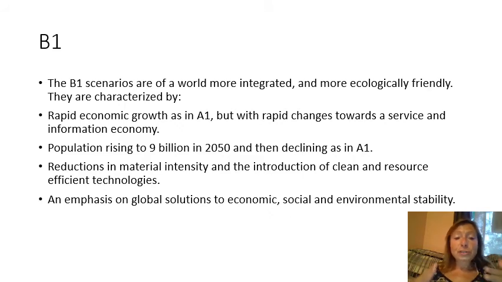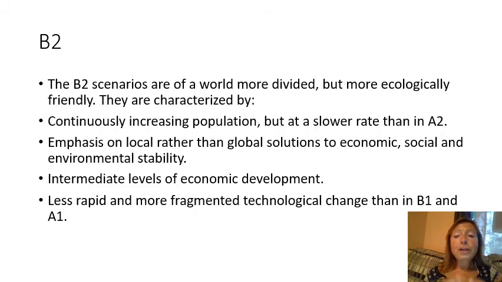So this is the family of scenarios that is emphasizing global solutions to economic, social, and environmental stability and sustainability. And of course, this is a much more environmentally friendly scenario compared to A1 or A2. And then finally, the fourth group is this group B2.